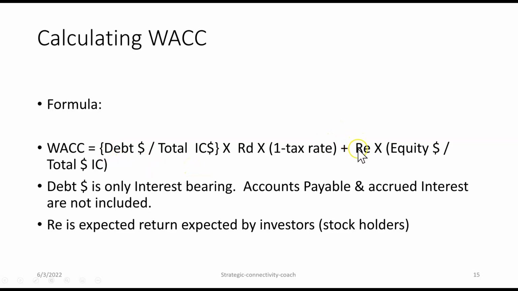The second part has to do with the equity. RE is the return that the investors are expecting. Then you multiply that by, again, how much is the equity divided by the total invested capital. Again, debt is only interest bearing; accounts payable, accrued expenses are not included. And RE is the return expected by investors. And I'm going to show you how you calculate all this.